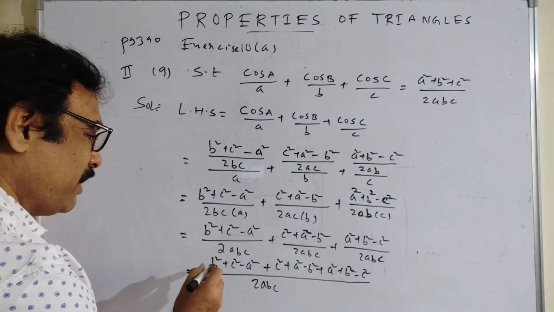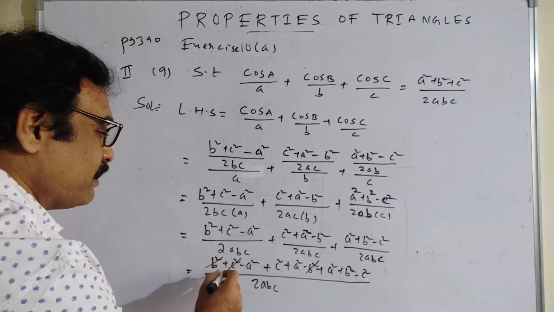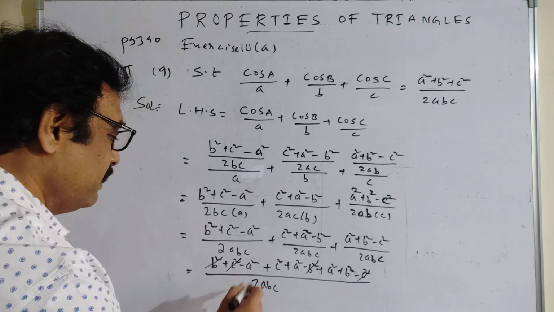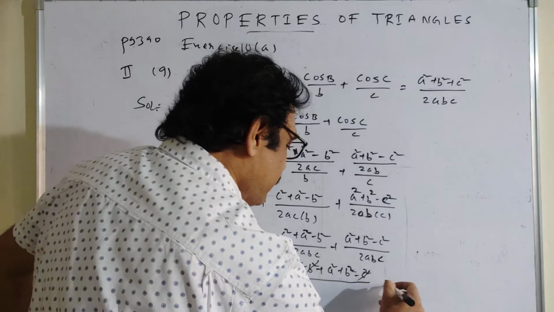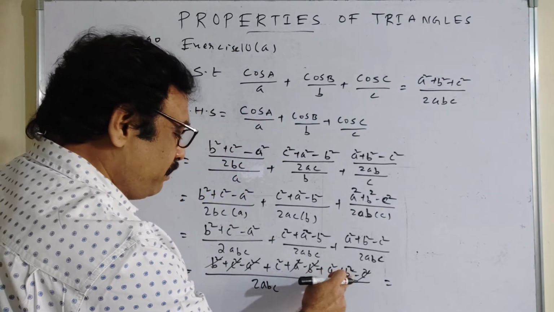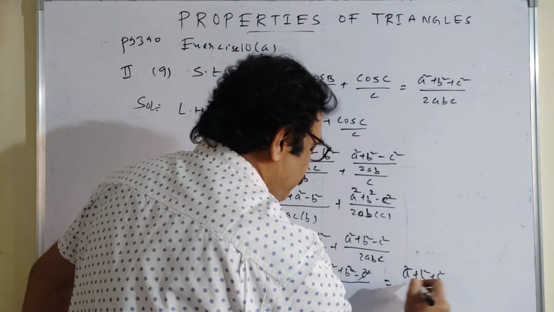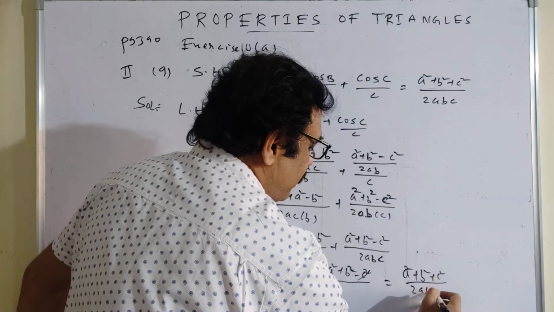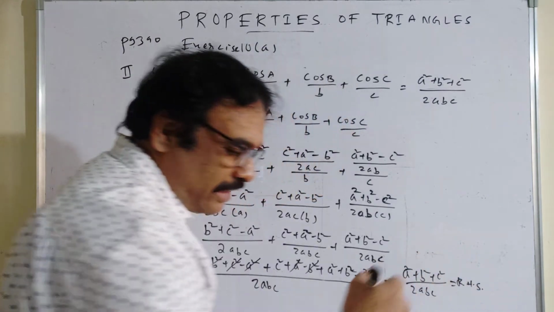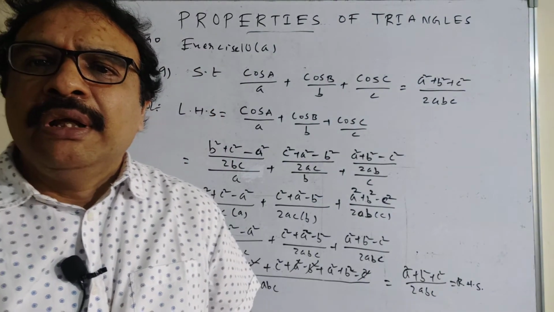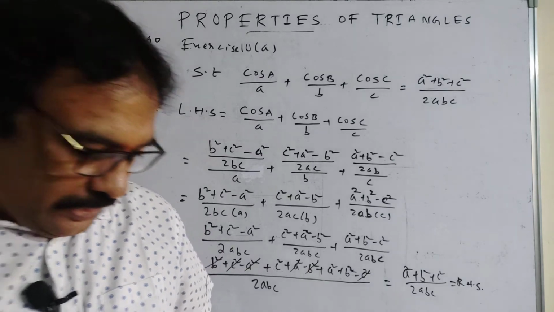Now here you are getting plus b square and minus b square gets cancelled, plus c square minus c square gets cancelled, minus a square plus a square gets cancelled. I am getting leftover parts. One is a square plus b square plus c square. I am writing a square plus b square plus c square by 2abc. Therefore, LHS is equal to RHS. I think hopefully you understood the problem, right?